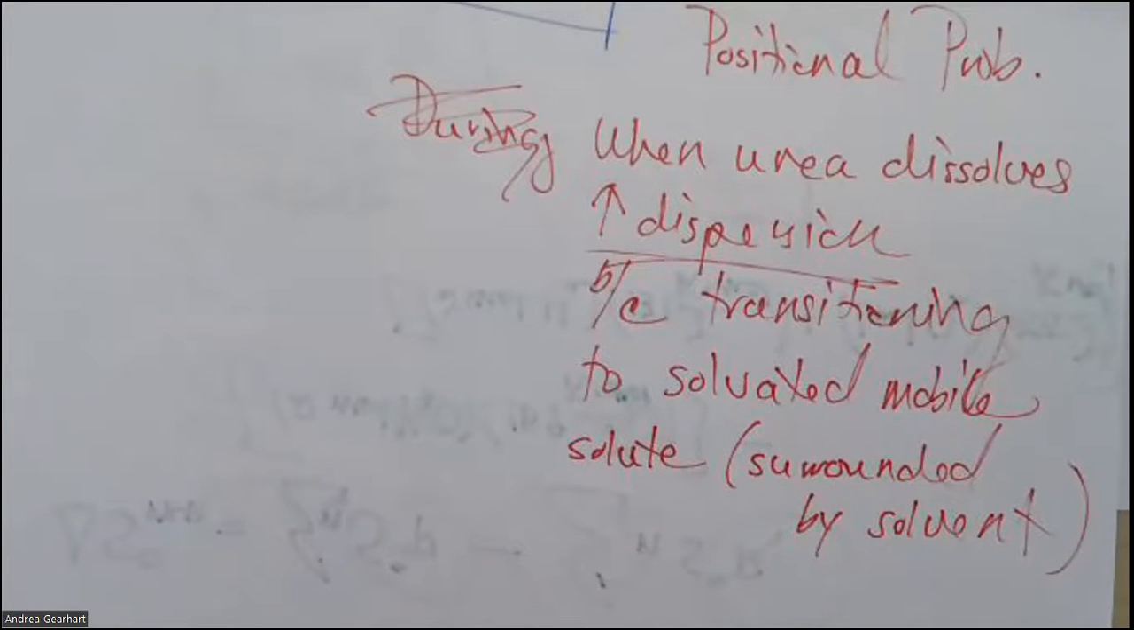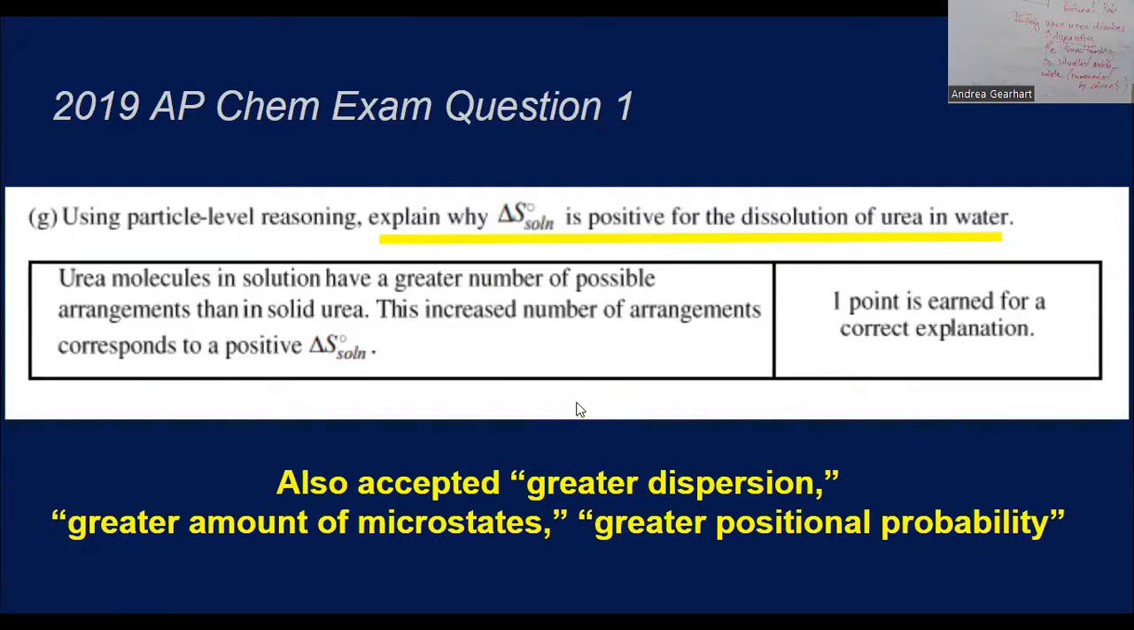Okay, so can I share the rubric with you? And whenever we look at the rubric, they are just sharing maybe one possible thing that was accepted. I corrected this question, and I can tell you that we accepted more things. So urea molecules in solution have a greater number of possible arrangements. This corresponds with a positive delta S. Also greater dispersion, greater amount of microstates, greater positional probability. So I promise this correct terminology is what we want to be using.